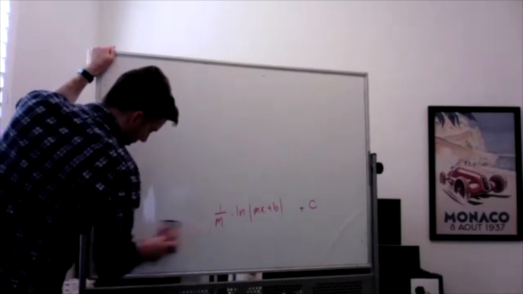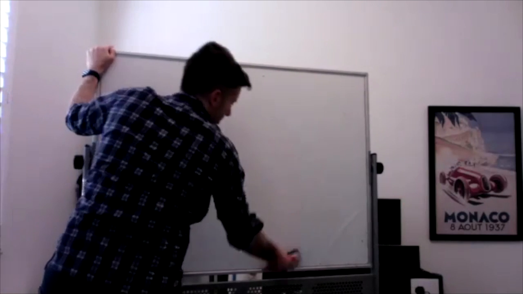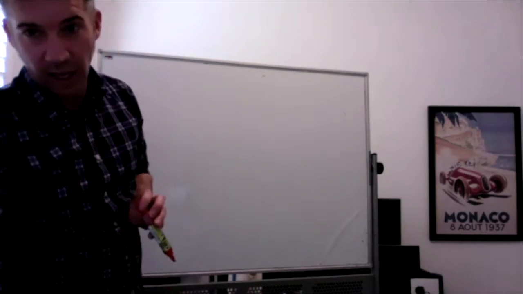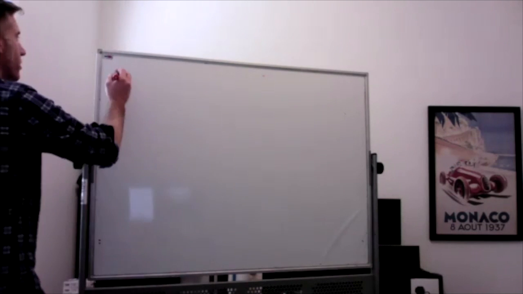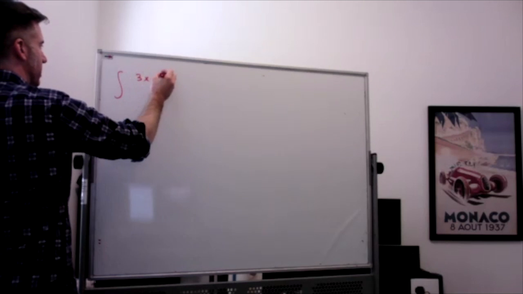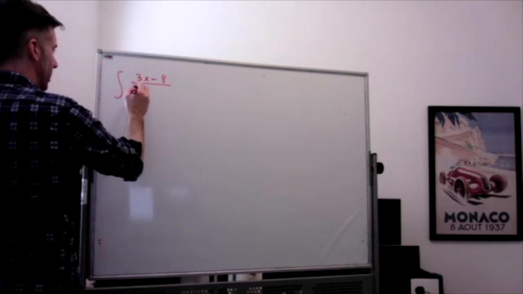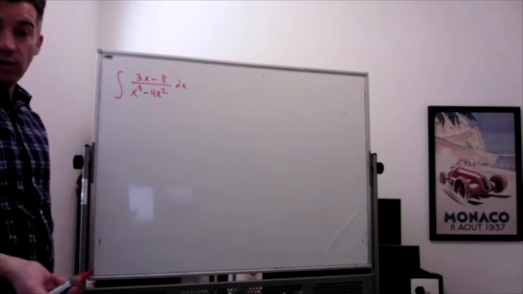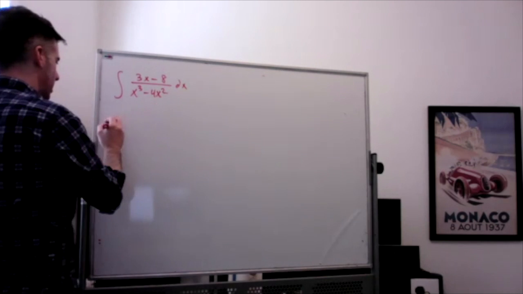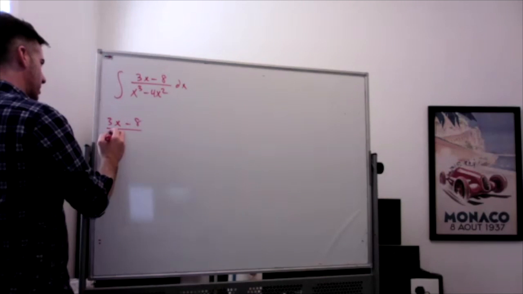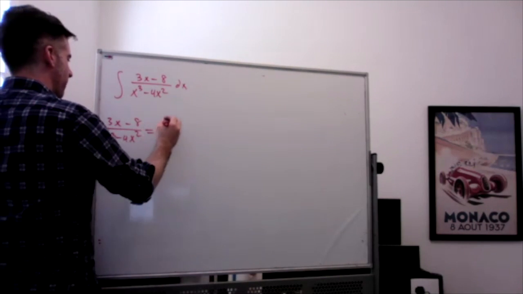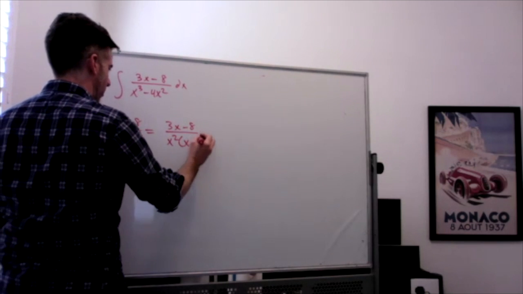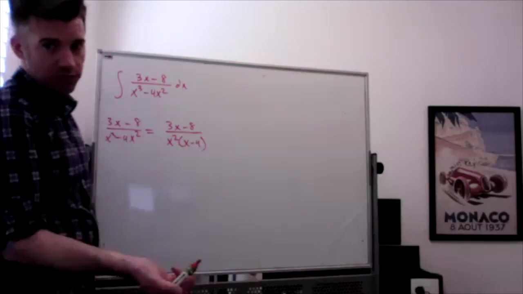So sometimes other things come up. Sometimes it's not going to be super easy. So let's look at another example. Let's look at, say, the integral of 3x minus 8 over x cubed minus 4x squared. So this one also factors. This 3x minus 8 over x cubed minus 4x squared factors as 3x minus 8 over x squared times x minus 4. And here's the issue.